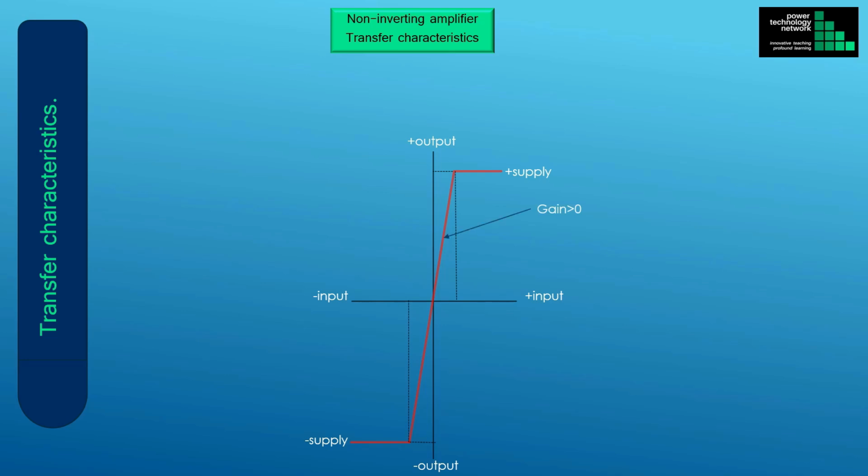The gain is positive for a non-inverting amplifier, because the gradient of the line is from bottom left to top right. As already shown in a previous slide, an amplifier is a non-inverting amplifier when the signal is applied to the positive terminal of the amplifier, and the negative terminal is grounded, making the negative terminal of the amplifier common to both the input and output circuits.